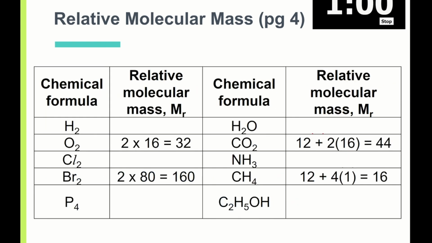For example, now we are talking about molecules. Let's take a look at oxygen. The oxygen formula is O2. The relative atomic mass of oxygen is 16, so one of them is 16. Now I need to multiply by 2. 2 times 16 is 32.